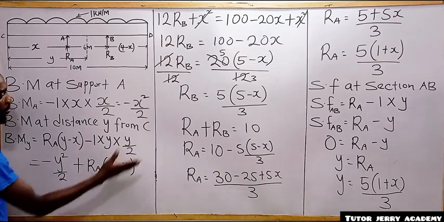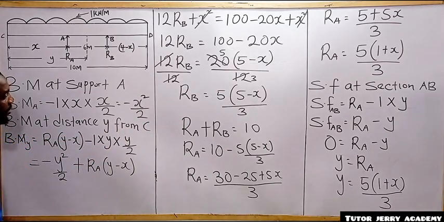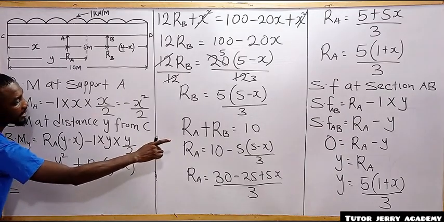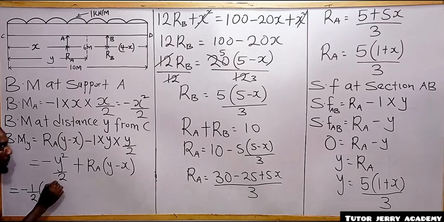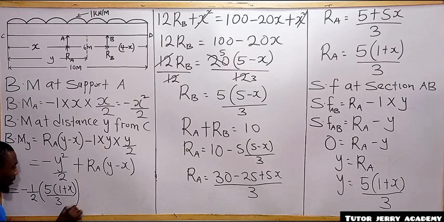All right. So what is our y? Our y is equal to what? Let me take it back a little bit. What is y? Y is the same thing as 5. So it's going to be 5, so minus 1 all over 2 into 5, then into (1 plus S) all over 3, all squared, plus our R_A.